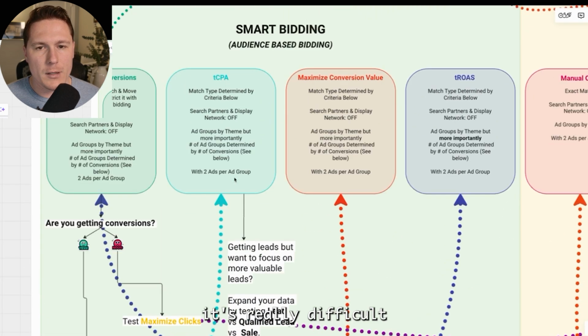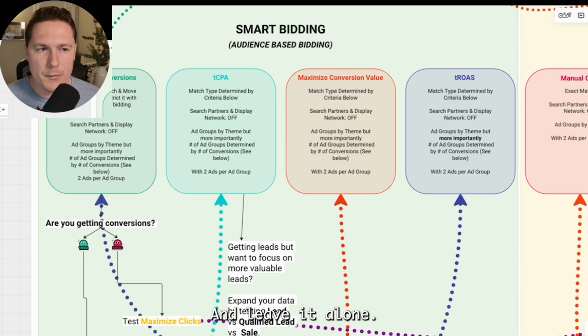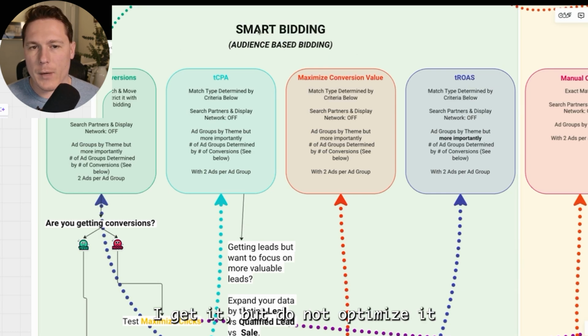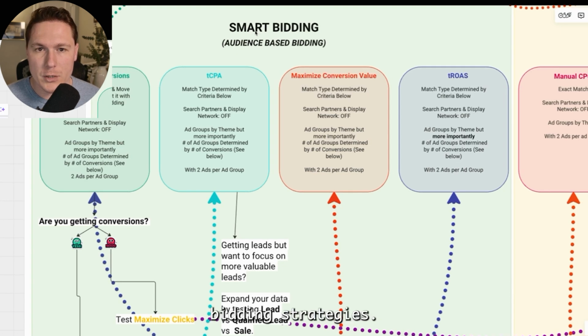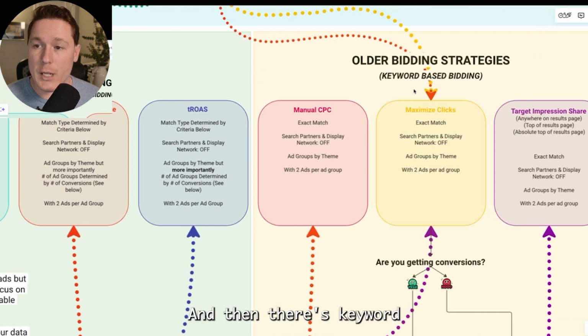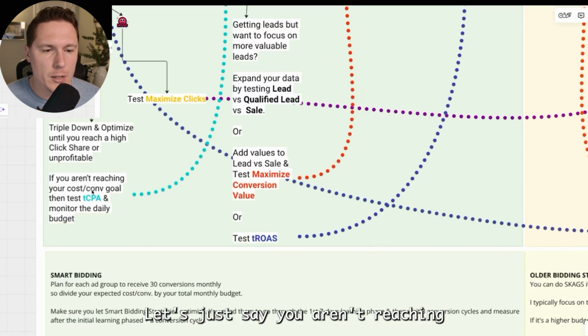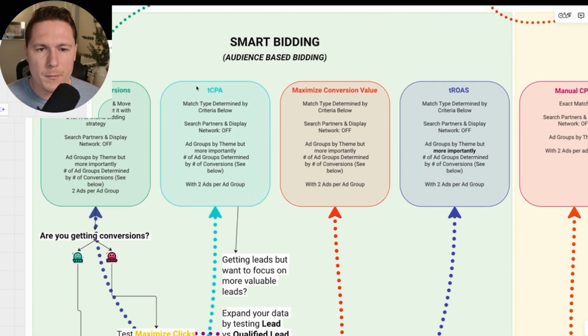So again, it's really difficult to use smart bidding and leave it alone. I get it, but do not optimize it as if you're optimizing the keyword-based bidding strategies. So again, there are audience-based bidding strategies, and then there are keyword-based bidding strategies. Let's just say you aren't reaching your cost per conversion goal, then test TCPA and monitor the daily budget. So you'll just go up and test that. Again, give it some time and restrict it.